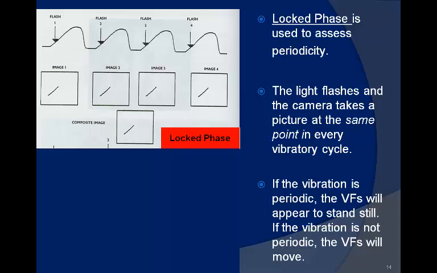If the vocal fold vibration is periodic, then the vocal fold should appear to stand still when the image is produced. If not, the vocal folds will move about. For example, if the picture is taken at the same point of each closed phase of vibration, then the vocal fold should appear closed and still if vibration is periodic.